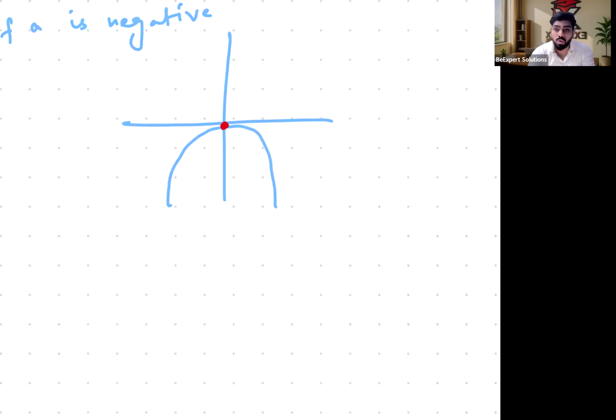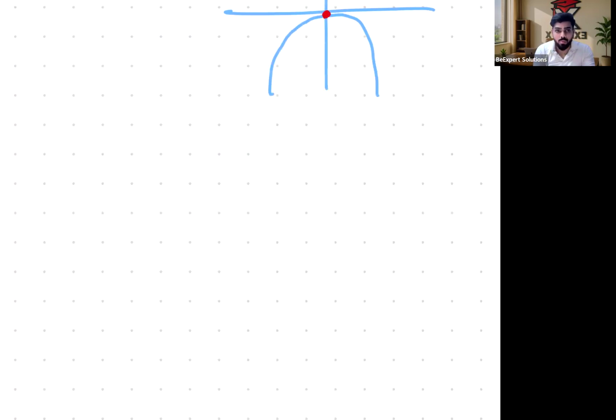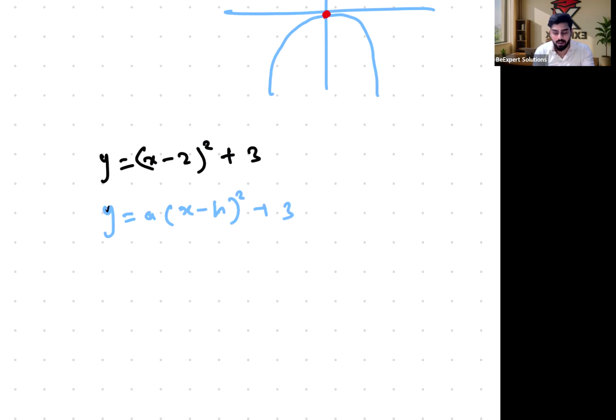Let's do some questions also to understand that quickly, guys. Let's say we have another question, which is y equals (x minus 2) whole square plus 3. Solve this. Now you compare it with the vertex form. What is the vertex form? y equals a(x minus h) whole square plus k. That is the vertex form you have, right?